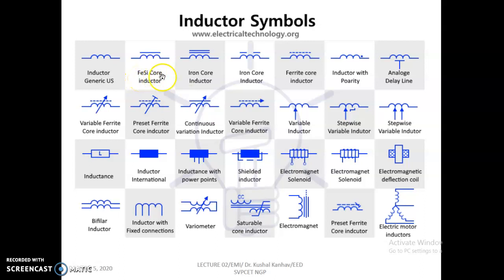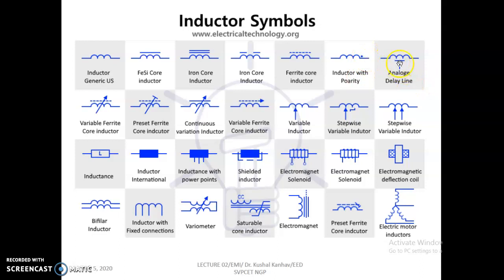This is silicon core inductor. You can find how the core material is shown. Iron core inductor, just now we have seen. This is again a representation of iron core inductor, a ferrite core inductor, inductor with polarity. This dot mark is called the polarity of the inductor.